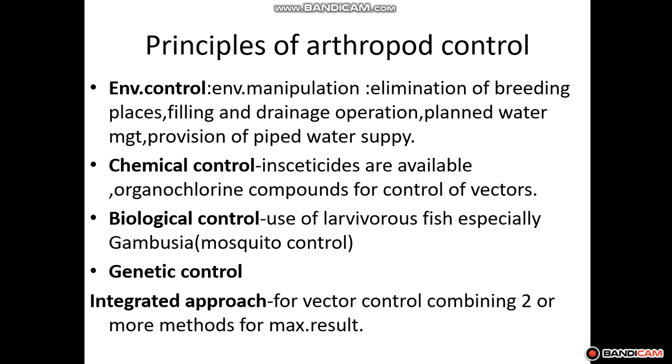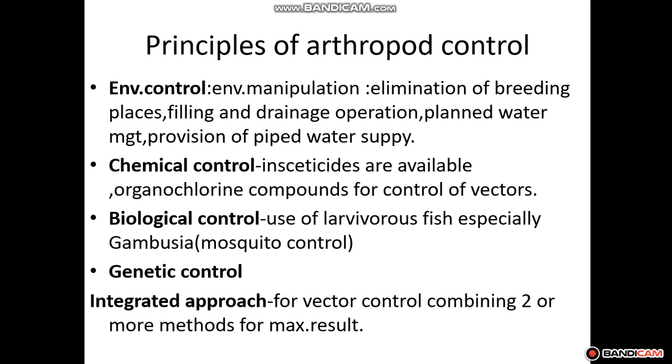First one is environmental control. What can be done in the environment? That is environment manipulation, mainly elimination of breeding places based on the type of arthropod causing diseases or prevalent in a specific area. Identify the breeding places. What is the main causative factor for them to breed? That has to be completely eliminated or demolished.